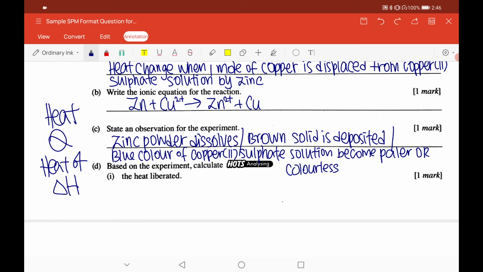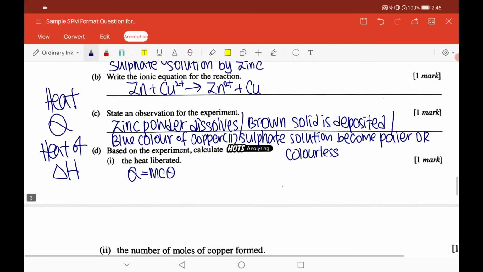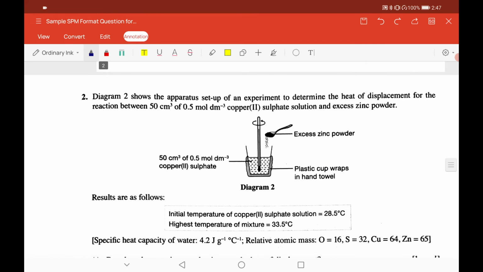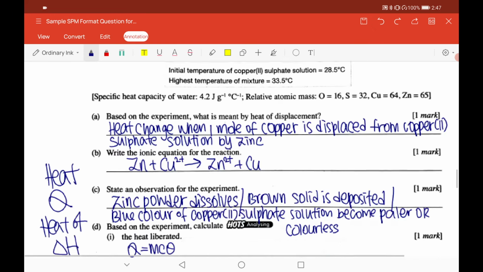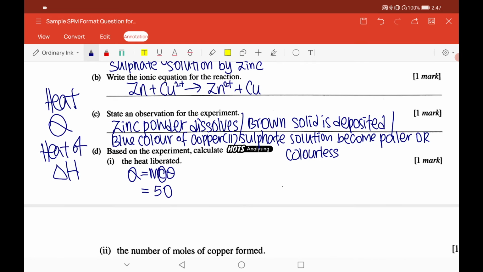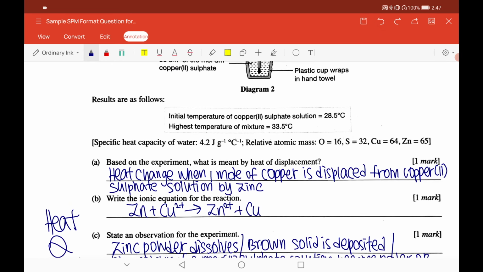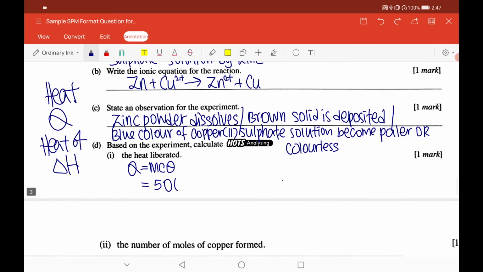So we know the formula is Q equal to mc theta. Let us substitute the value. The m is mass. In this chapter, thermochemistry, the mass refers to the mass of the solution. Mass of solution is exactly the same as the volume of the solution. What is the volume of the solution here? 50, yeah. C is the heat capacity, which is given here as 4.2.